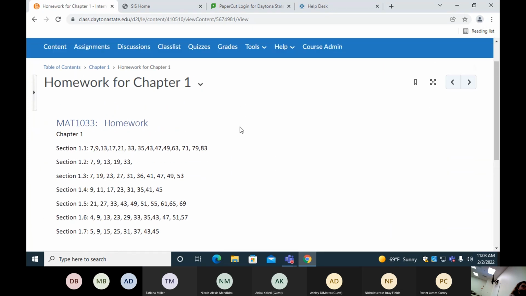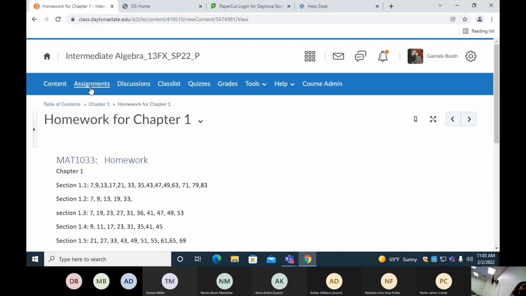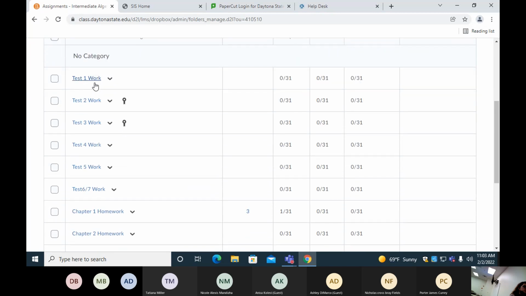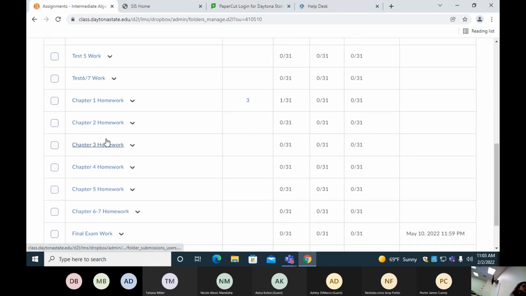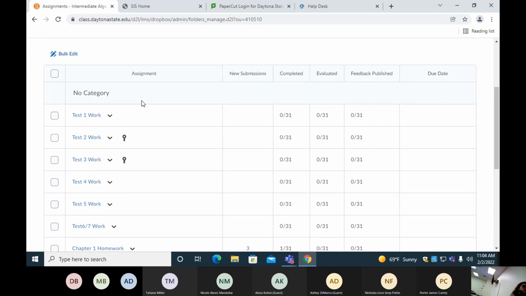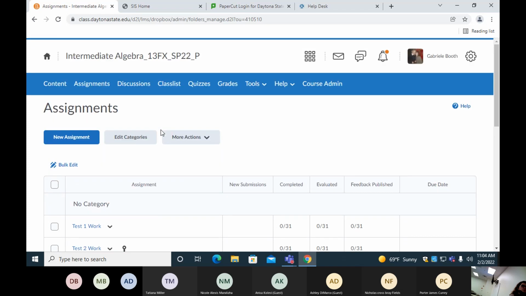Here are your homework questions that need to be uploaded to the assignment folder that says Chapter 1 Homework. And your test needs to go in the Test 1 work. That will have a due date on the 4th at 12:30. If you have some technical issues, you need to email me and let me know.